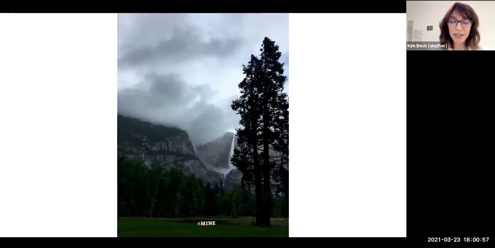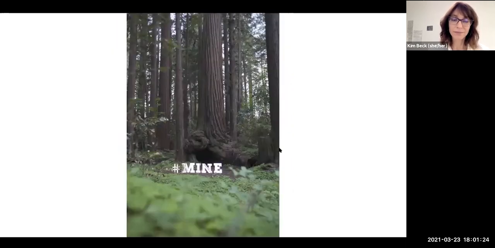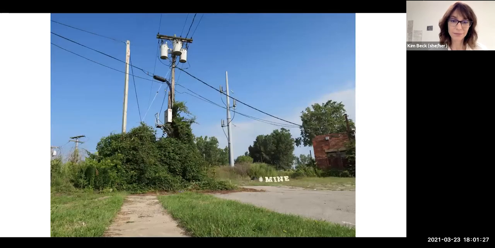Again, the absurdity of placing and claiming something like the Yosemite Valley as either my own or some other fictitious mine. Sometimes I wasn't thinking about it as mine as in Kim Beck's land. In fact, most of the time I wasn't. I was thinking about whose mine is it? Who gets to claim it? And this was photographed in Buffalo, actually. So hats off to Buffalo. It could just as easily be Pittsburgh.